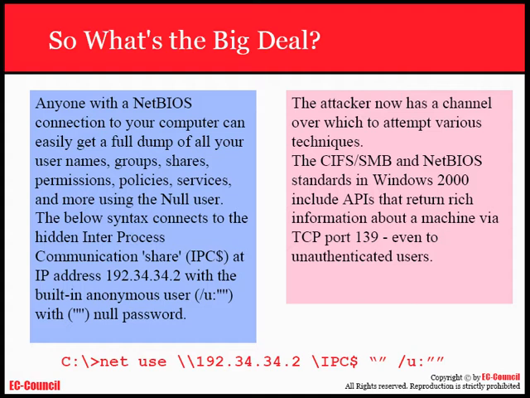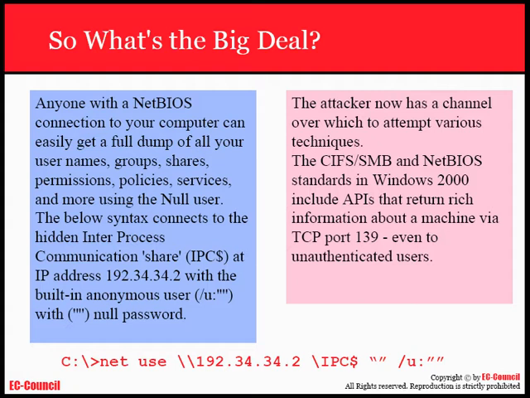Well, we all know that the $ sign is supposed to hide it from view, but everybody knows you can use the $ sign. So actually what you do is you type in an IP address, and you go ahead and use the anonymous user, which is just /u: and then double quote, and then you put the double quote for a null password. So in order to actually create it, you would type in net space use, and then space \\ whatever the IP address is, space \IPC$, and then double quote, space /u: double quote.